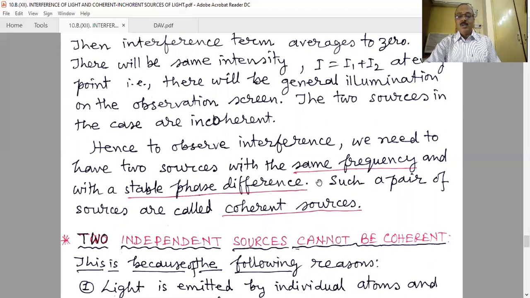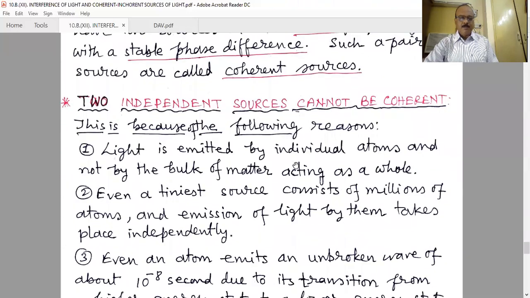Otherwise, if the phase difference is continuously varying, even with all other conditions satisfied, we cannot observe the interference pattern. In such a case, although the frequency and wavelength are the same, there will be no interference pattern, so these are not coherent sources. So coherent sources means two sources of light with the same frequency and a stable phase difference, continuously emitting light.